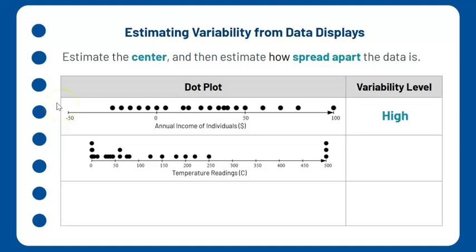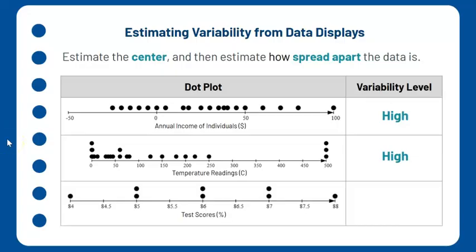This second set of data represents the daily temperatures in a city. As we can see, the data points, the temperatures, are also spread out far from the center point. So this dot plot has high variability as well. The city has a high variability of temperatures.